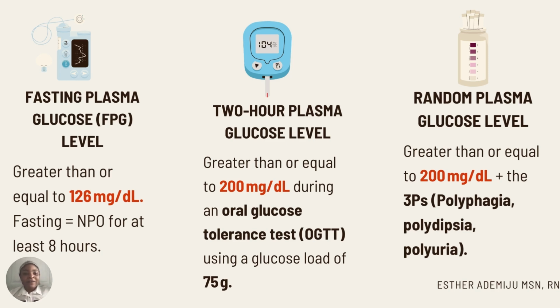And then finally, we have the random plasma glucose test. The word random means that we're not going to fast. We're not going to wait 2 hours or anything. You're just going to come in and we're going to check your blood sugar. If it's 200 or above, that's also a sign that, yeah, you might have diabetes, especially if you also have the three P's like polyphagia, polydipsia, polyuria, or any other symptoms of diabetes. And if we randomly check your blood sugar and it's 200 or greater, that might also be a sign that this patient has diabetes.